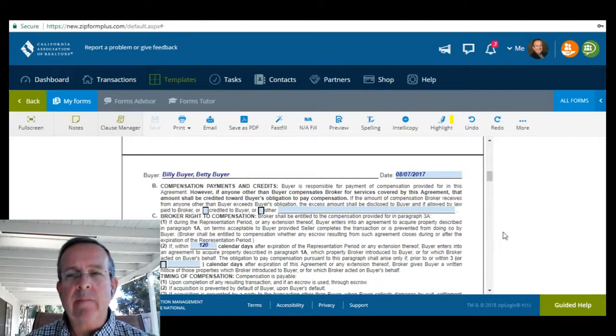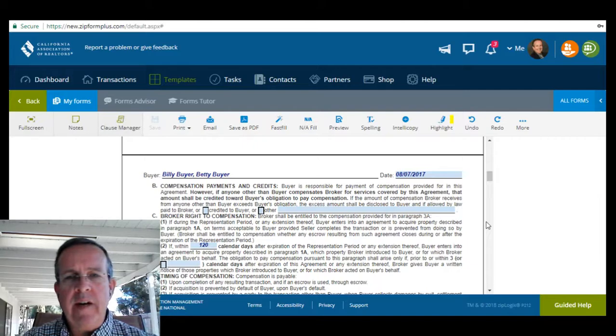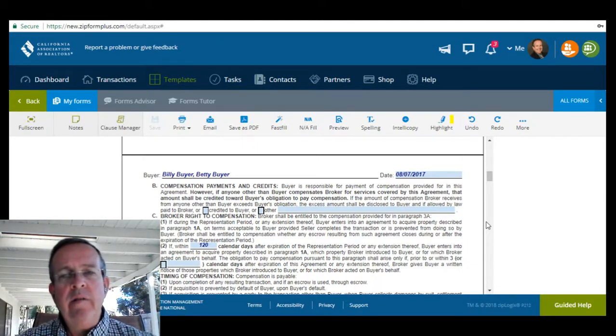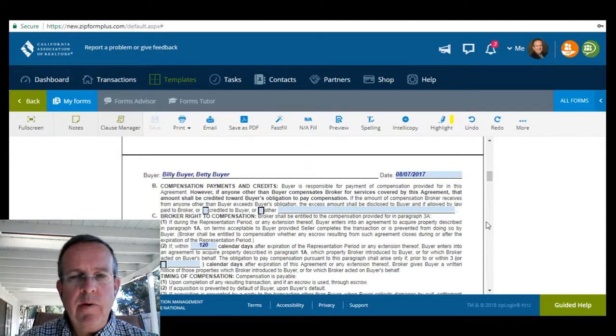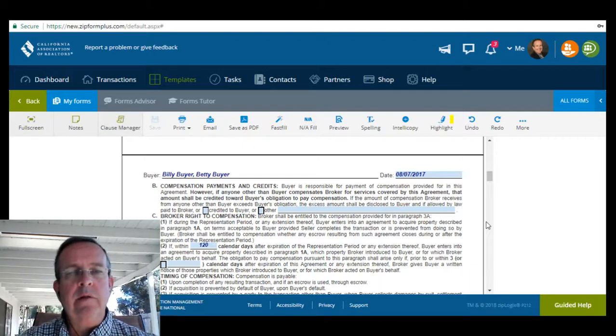Compensation payments and credits. Buyer is responsible for payment of compensation provided for in this agreement. However, if anyone other than buyer compensates broker for services covered by this agreement, that amount shall be credited toward buyer's obligation to pay compensation. Huh? What does that mean?